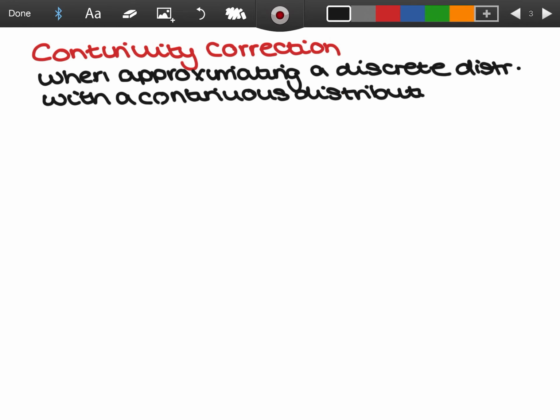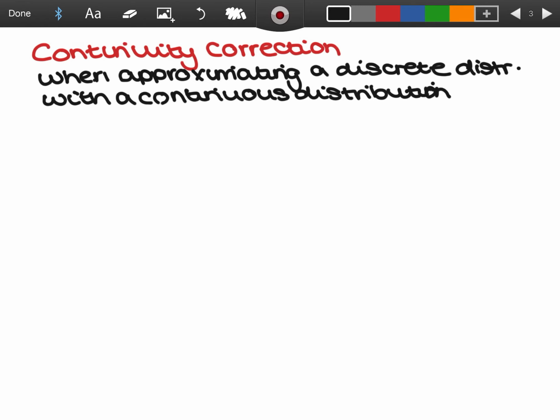Okay, so that is the main time that this thing is used: when you are approximating a discrete distribution like the binomial with a continuous distribution like the normal distribution. What we have to do to apply continuity correction, all you have to do is add or subtract 0.5, depending on the problem, to a value before calculating the probability. We're going to look at some examples of this so you can make sure that you get it the right way.